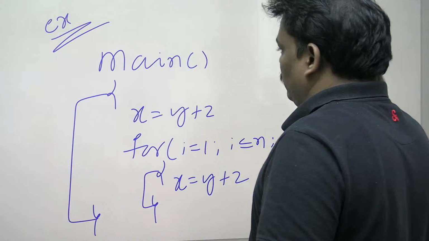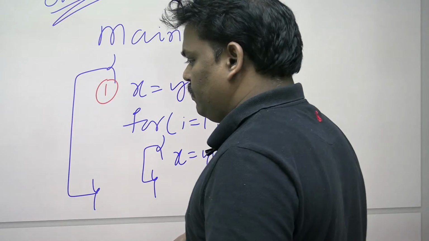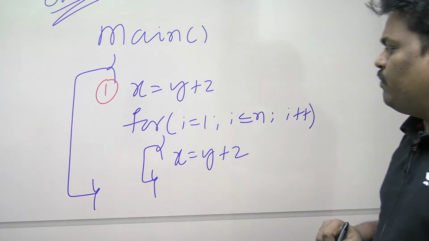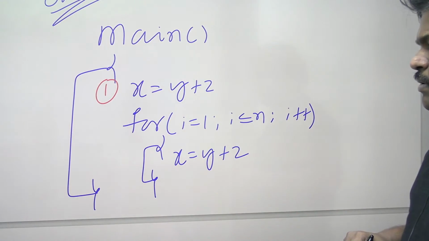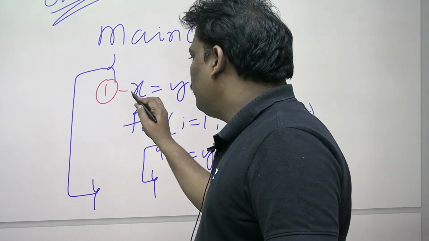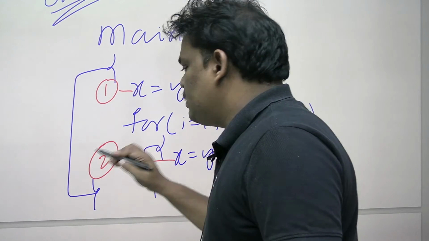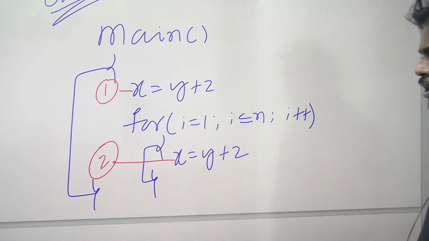If you want to find the time complexity, first identify how many statements there are. That is the first statement, and this is the second statement. First identify how many statements there are.